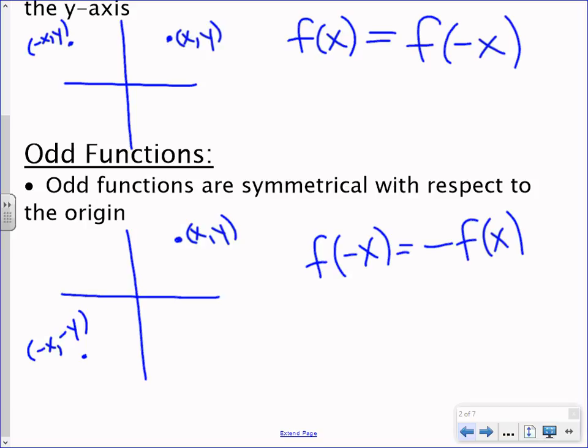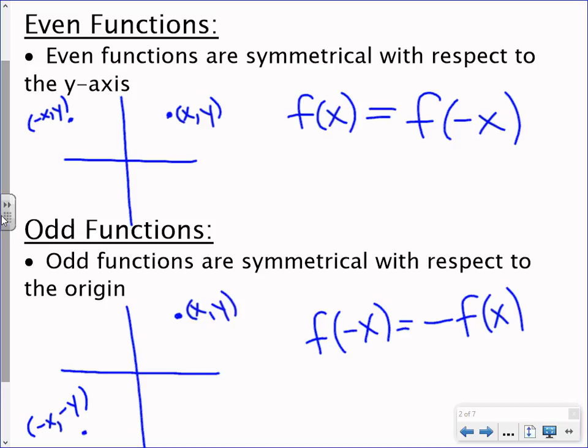By looking at a graph, it'll be pretty easy to tell which ones are odd, which ones are even. The more challenging piece is when I give you an equation and I'm asking you to determine whether it's even or odd. What we need to focus on is if we get f of x and f of negative x to be the same, we know it's even.